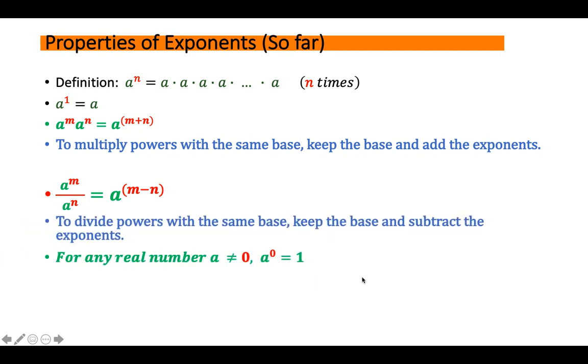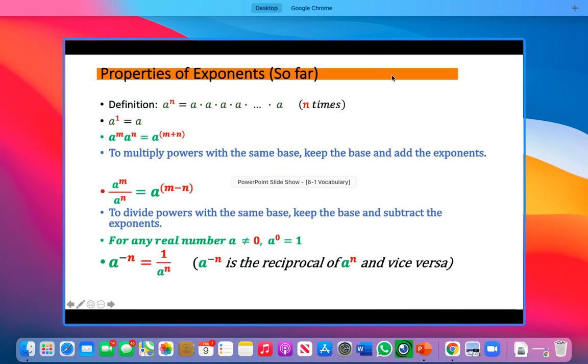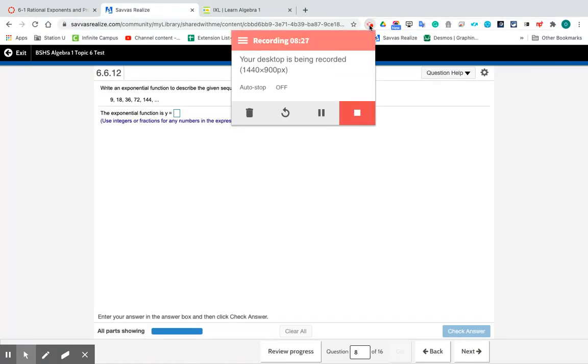Also, for any number different from 0, when you raise it to the 0 power, that equals 1. And the last one is the one that we just covered. So hopefully that'll help you to keep things in the right place.